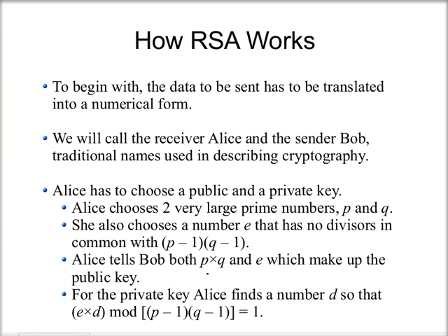For the private key, Alice is going to find a number d so that this equation is true: e times d mod (p minus 1)(q minus 1) is equal to 1. This is kind of similar to what was needed to decrypt the decimation cipher. So now she's got her public and her private key. Bob knows the public key, but nobody else knows the private key.